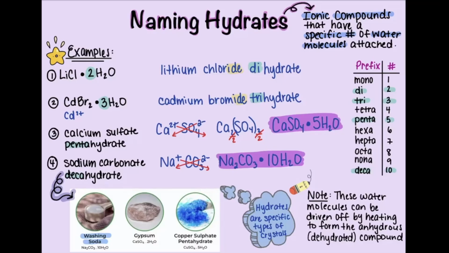And guys, one more thing to remember about hydrates is that the water molecules in the hydrate can be driven off by heat. So for example, if you heat copper sulfate pentahydrate in, let's say, a lab oven, the water molecules are removed, right? They're dehydrated and you're left with the anhydrous or dehydrated compound, which is just copper sulfate with no water molecules attached.